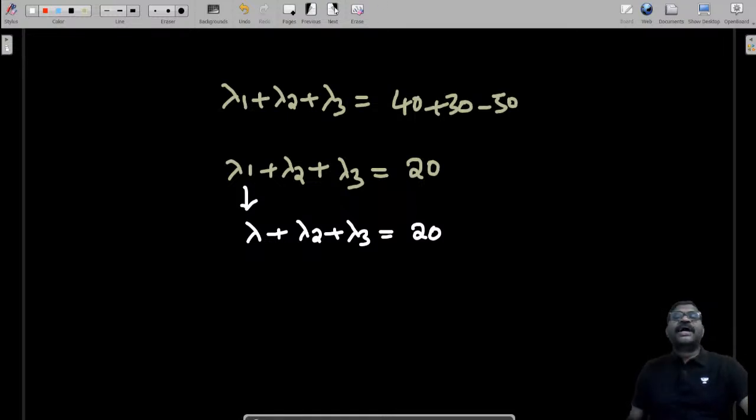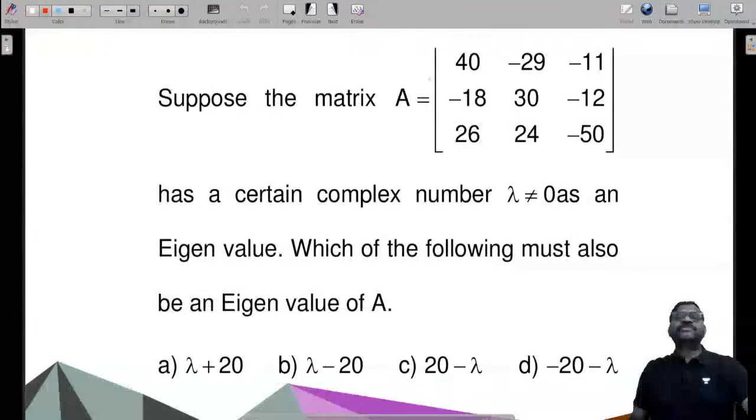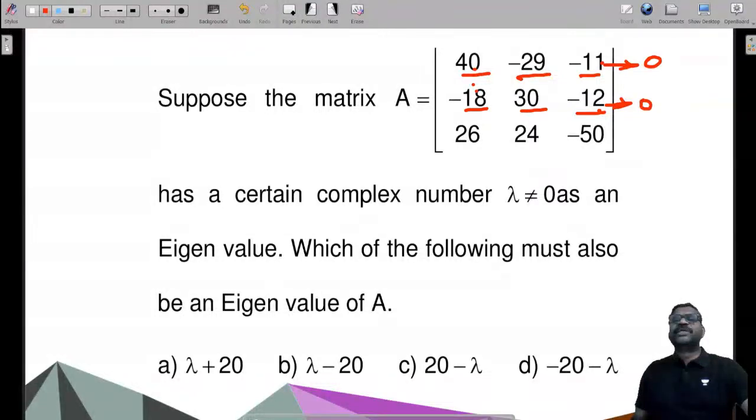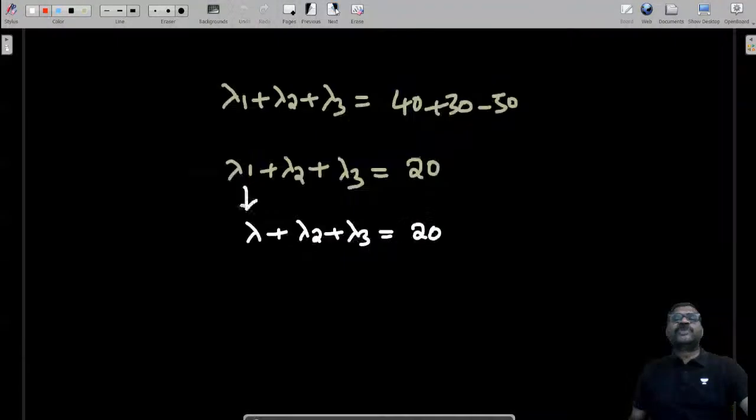Plus you have one property you observe. Sum of all elements of the first row: 40 plus minus 29 minus 1, 0. Sum of all elements of the second row: minus 18 minus 12 minus 30 plus 30, 0. Sum of all elements of the third row: 26 plus 24, 50 minus 50, 0. Sum of all elements of each row is 0. Therefore, 0 is one of the eigenvalues. That's why one eigenvalue is 0, so the second eigenvalue is 0.